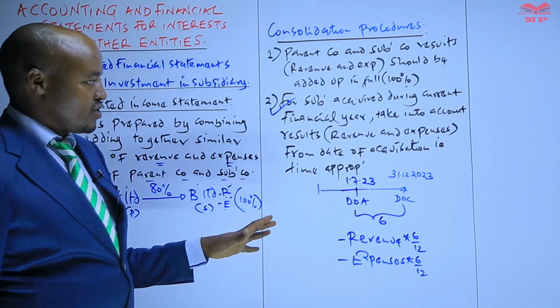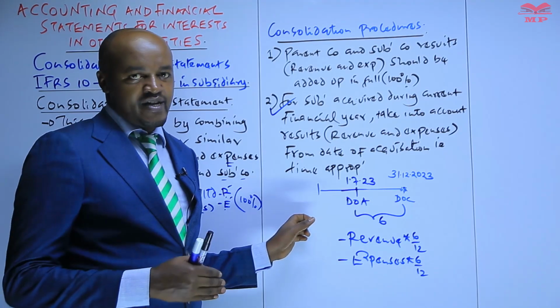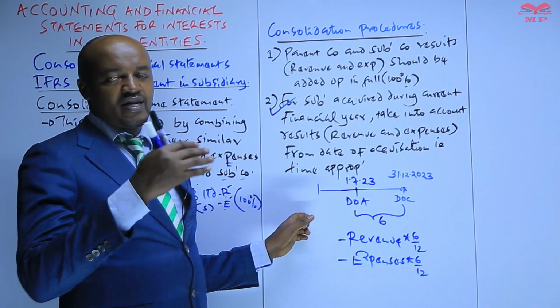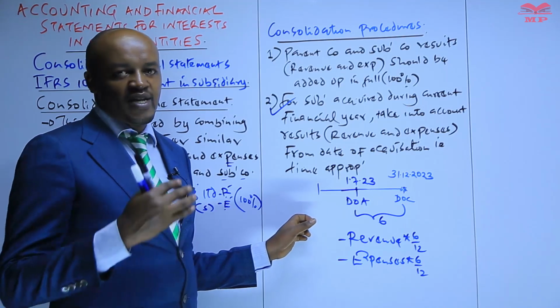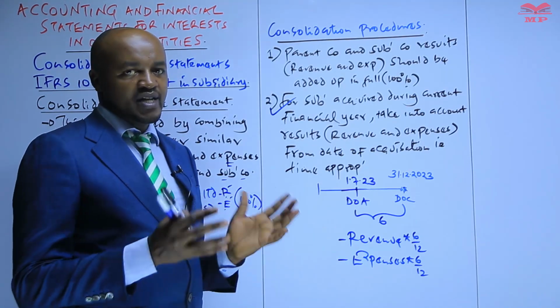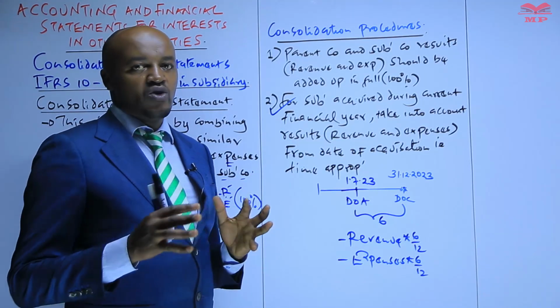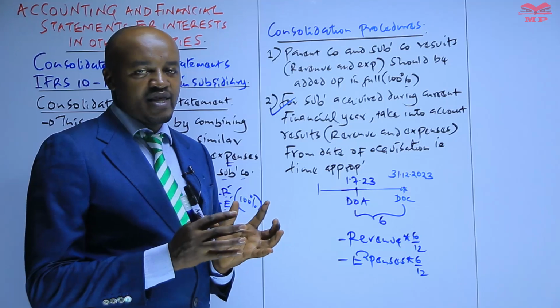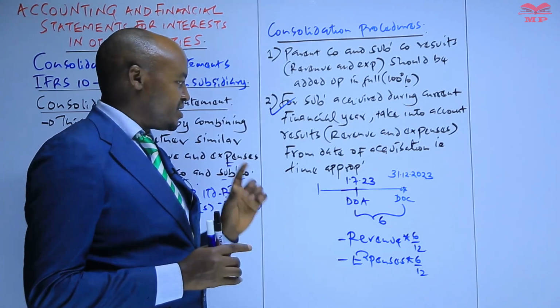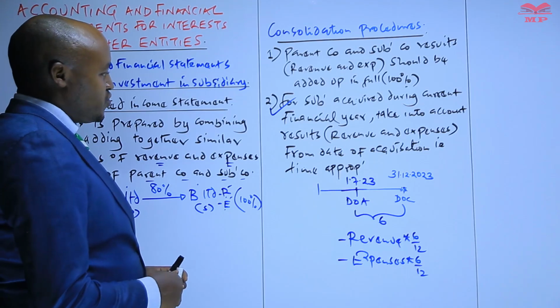But it's also important to note that if the subsidiary was not acquired during the current financial year, maybe it was acquired 2 years back, 3 years back, 4 years back, when preparing the consolidated income statement, we take into account the revenue and expenses for the subsidiary for the whole year. We add them together with those of the parent company. So therefore, that is a procedure, or basically step number 2.